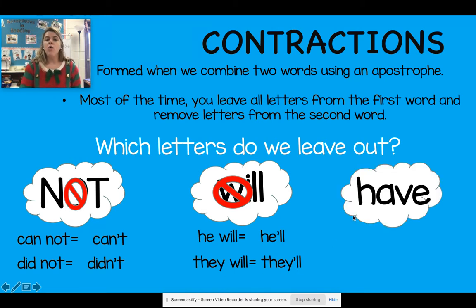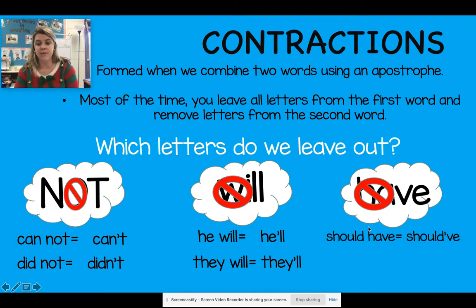What about the word have? If I make a contraction using the word have, we take out the letters H-A and we're left with V-E. Where the H-A should have been, we put the apostrophe. So should have: we kept the whole word should, took out the H-A, put the apostrophe there, and there's our V-E. We have, we've. Very good.